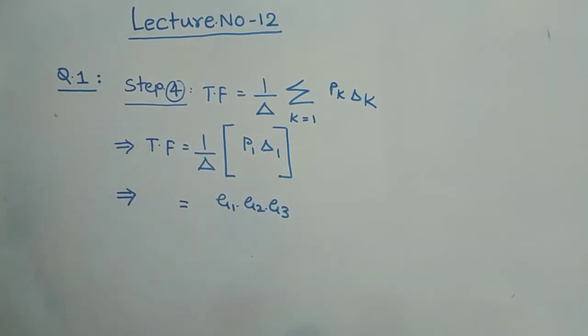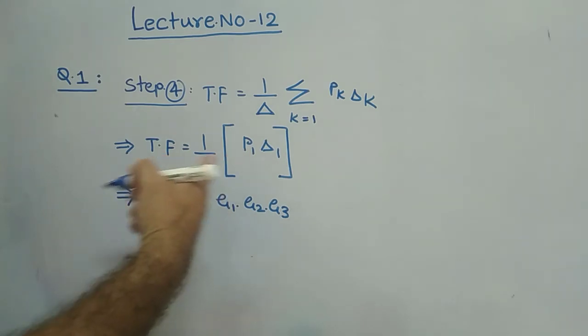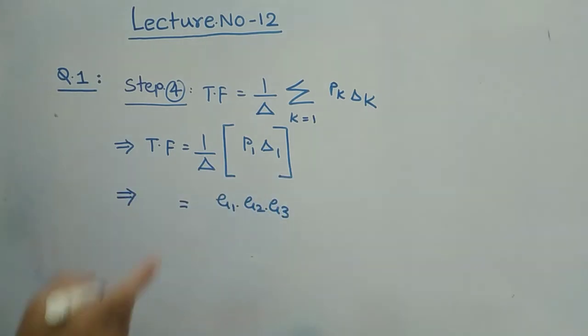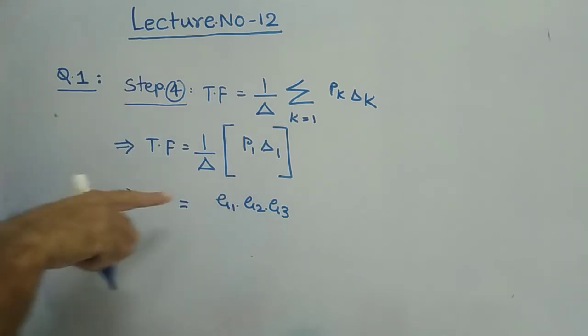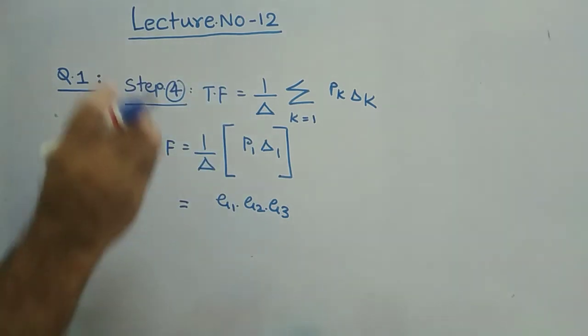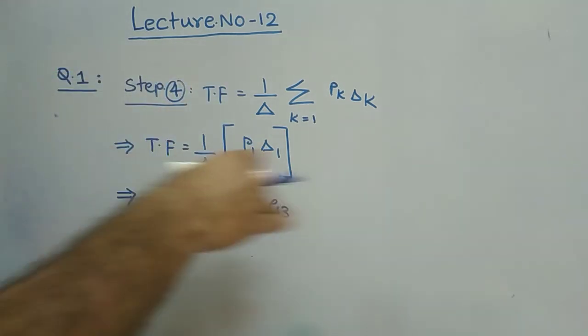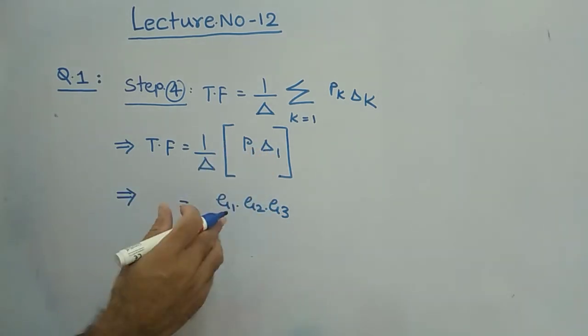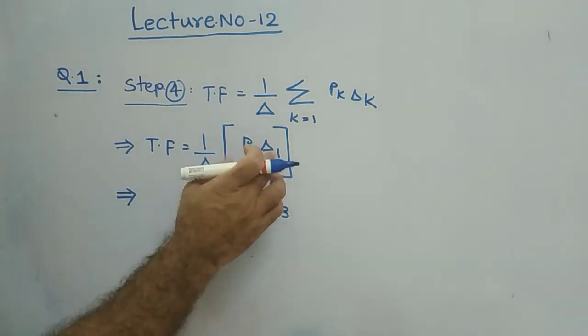What is the delta 1 value? Delta 1 value is nothing but, with respect to forward path 1, is there any non-touching loop which is not touching forward path 1? If any loop is available which is not touching the forward path, then you have to identify the value of delta. That we have explained in the previous session. But as far as this is concerned, you have only 2 loops. Those 2 loops are touching the first forward path. Therefore, obviously, your delta 1 value is 1. Therefore, P1 is equal to this and your delta 1 value is 1.